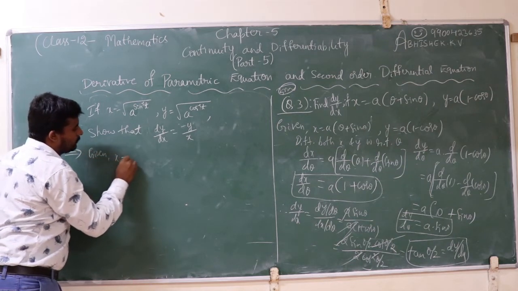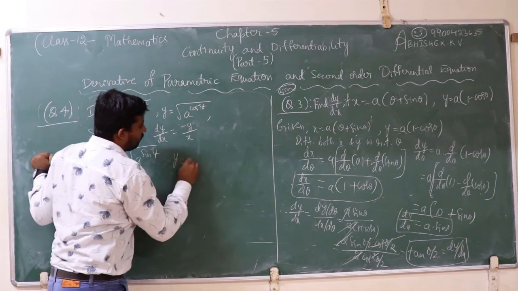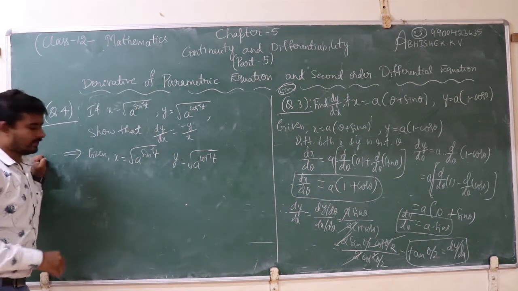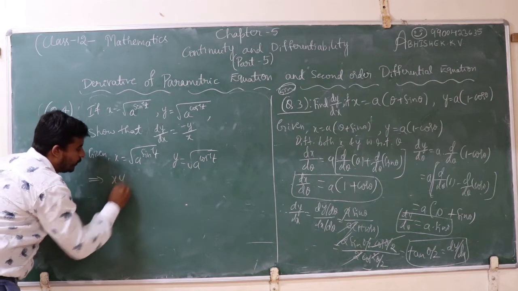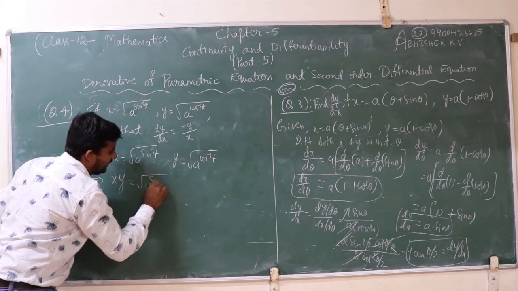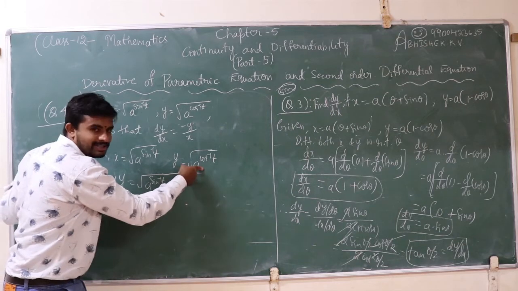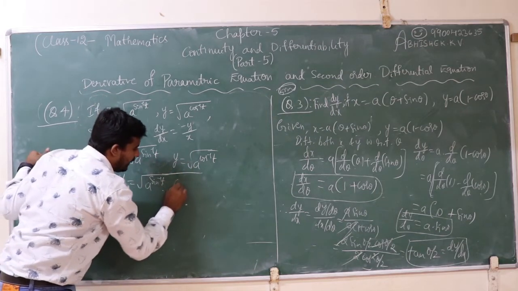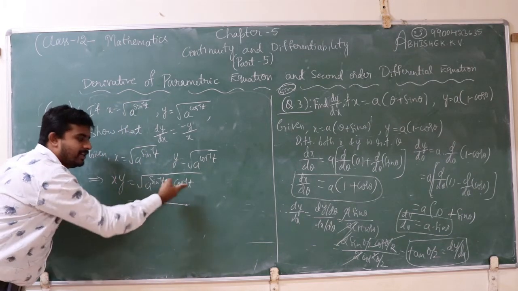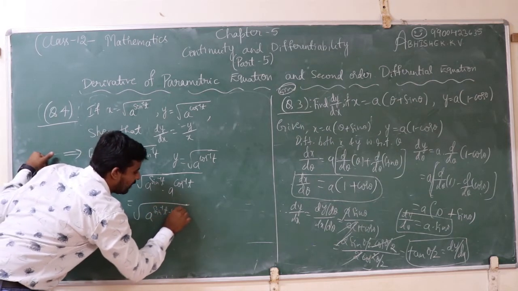See, given x is equal to square root of a to the power of sin inverse t, y is equal to square root of a to the power of cos inverse t. See, when we are going to multiply both x and y, we use square root of a to the power of sin inverse t into square root of a to the power of cos inverse t, because both are in square root only. a to the power of sin inverse t, a to the power of cos inverse t can be written as a to the power of sin inverse t plus cos inverse t.